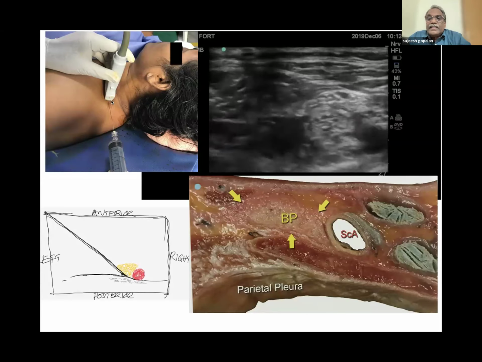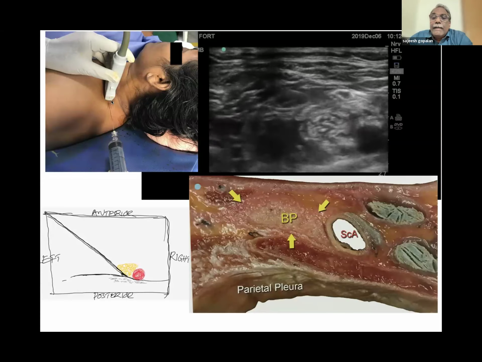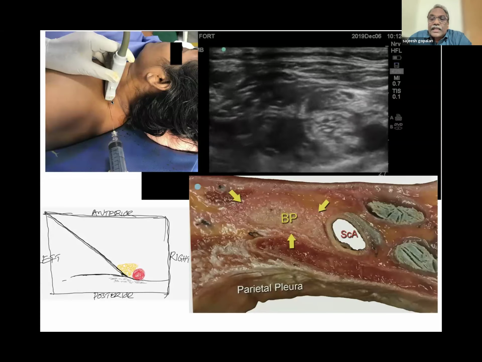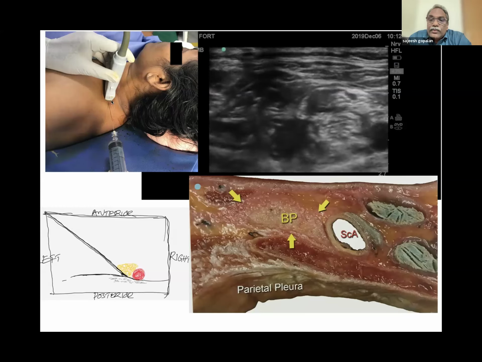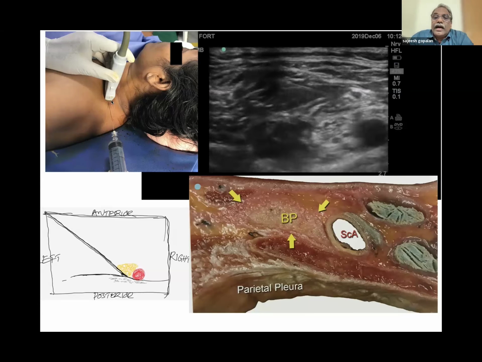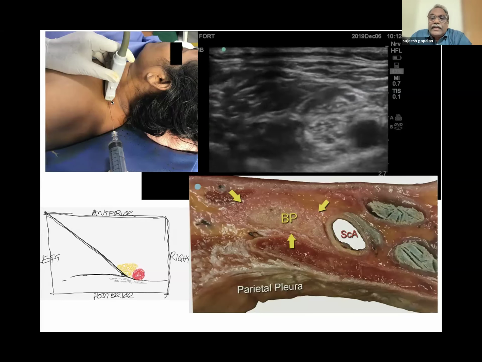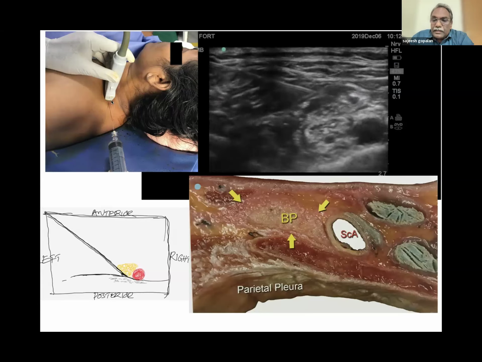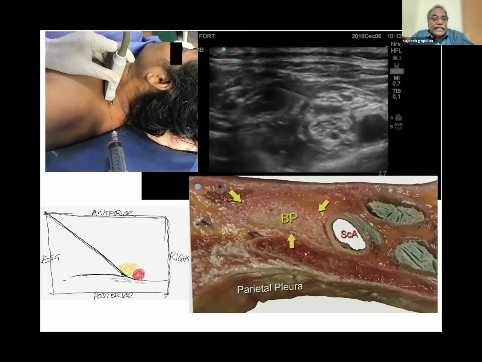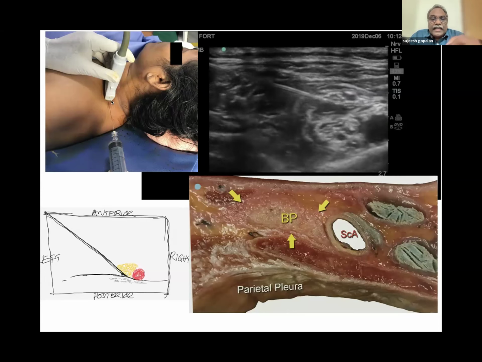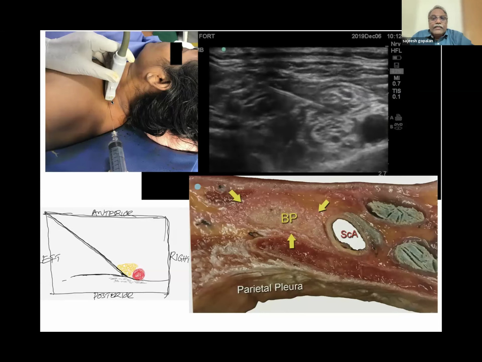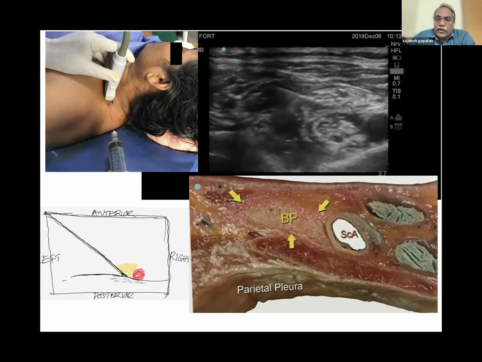This white line is the first rib. On the right side, the jet black structure is the subclavian artery. I have deposited some local anesthetic on the bottom portion and some on the upper portion. So this is a subclavian perivascular supraclavicular brachial plexus block. The probe orientation is such that when you introduce the needle from the lateral side, it comes on the left side of the monitor.